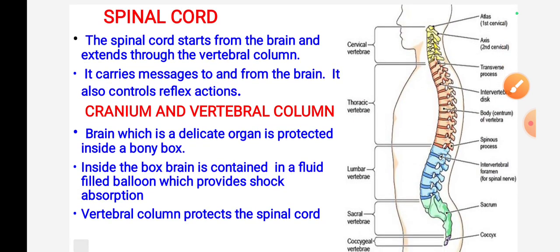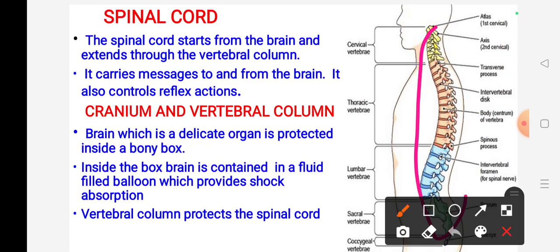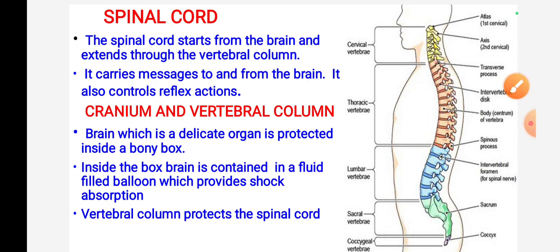Next, the spinal cord. The structure you are seeing here is called the spinal cord. In between is the vertebral column. Inside this vertebral column, a small sensitive tube-like structure is there, that is called the spinal cord. The spinal cord starts from the brain and extends through the vertebral column. It carries messages to and from the brain. It also controls reflex action.